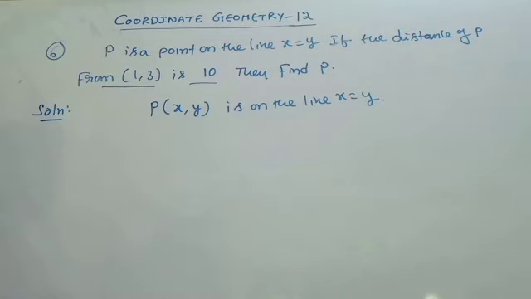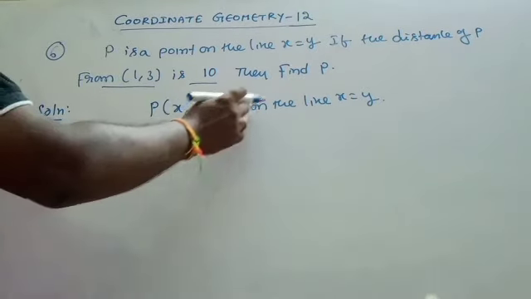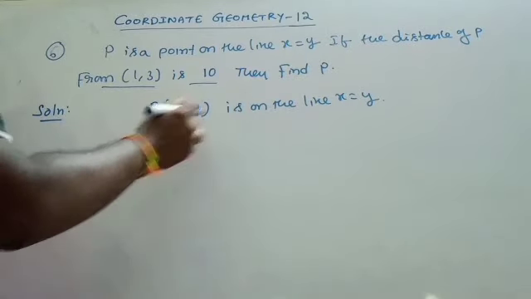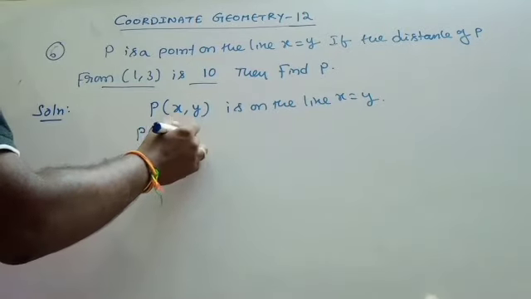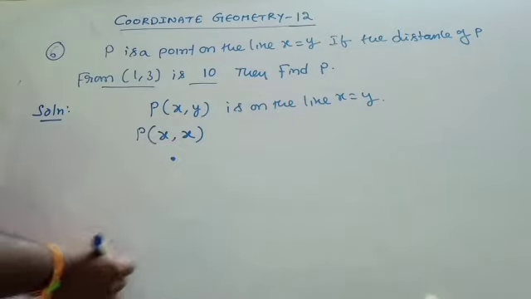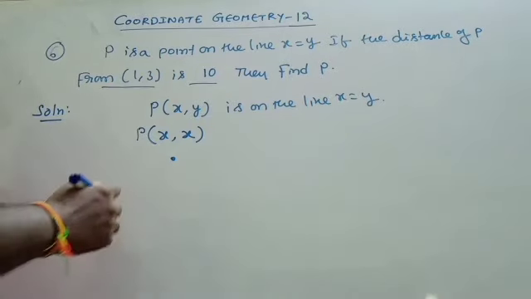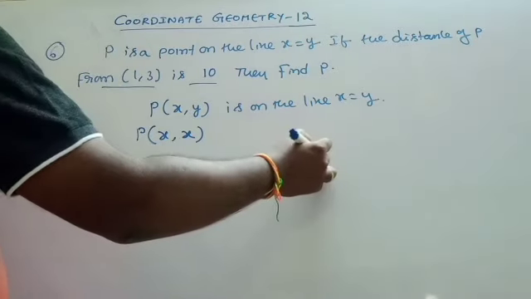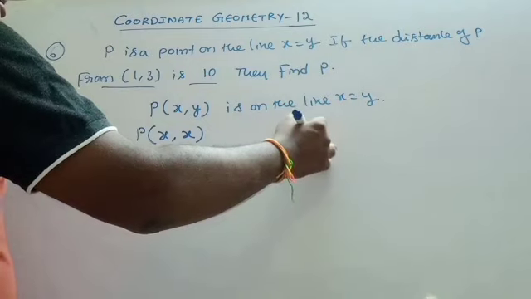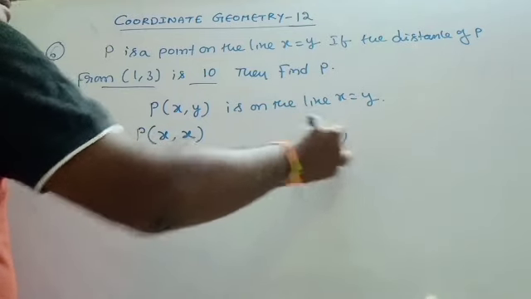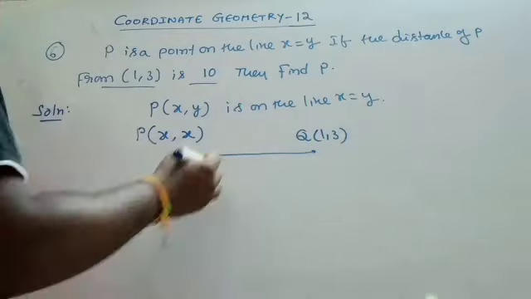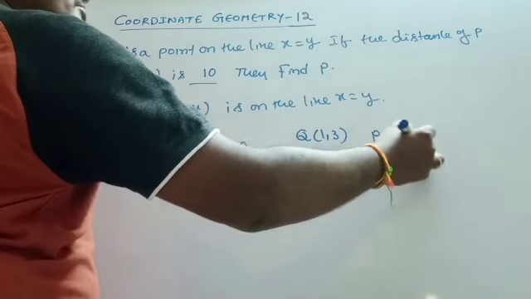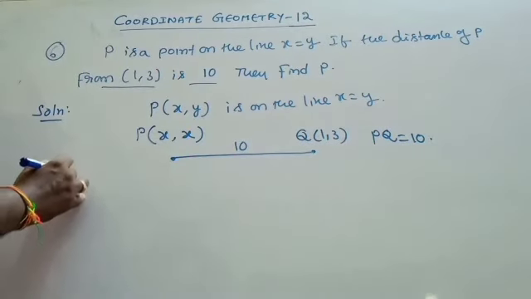Here it is given that P(x, y) is on the line x equal to y. That means we can take x equal to y, or y equal to x. In the place of y we can take x. This is P(x, x). P is a point on the line x equal to y, and the distance of P from 1 comma 3, let us take this as Q, Q(1, 3), is given as 10 units. PQ is equal to 10 units. Now let us find PQ.